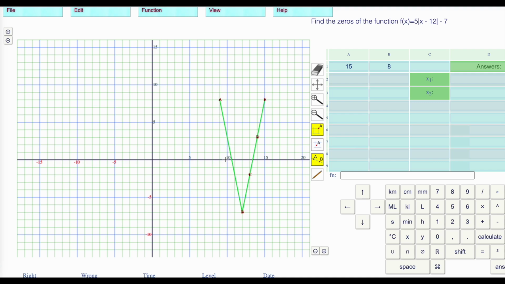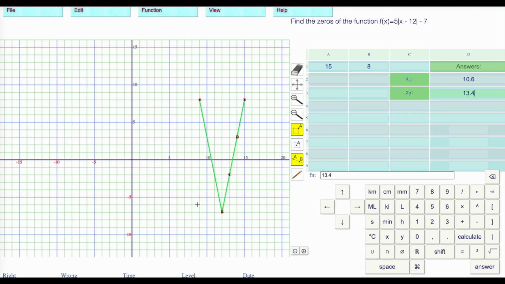Our zeros are 10 point something, which we've calculated to be: our x1 is 10.6, and our x2 is 13.4. And notice here is 10, 11, 12, 13, and that looks like 13.4. And that is your answer. You don't have to graph this on this level, but it gives you a good idea of whether or not you're right or wrong. The graph confirms that we were right about the zeros. Let's press answer to see if we are correct.